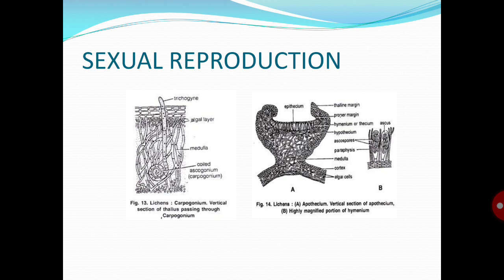In the hymenium region, we can see a number of asci. Each ascus shows diploid nuclei. It undergoes divisions and forms 8 haploid nuclei. Each nucleus changes into an ascospore. Thus, each ascus contains 8 ascospores. When the ascus breaks down, the ascospores come out, and when they get a suitable algal partner, they can develop into new lichen thalli.